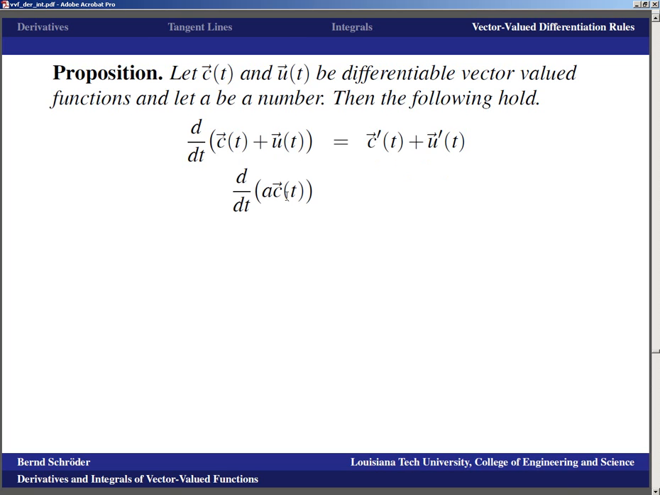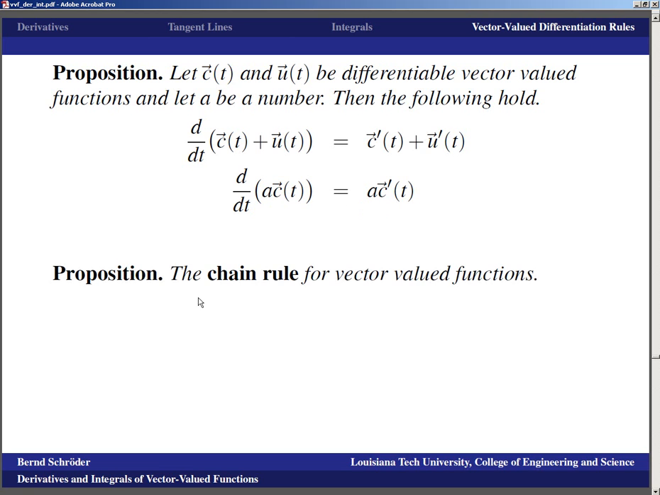The derivative of a scalar times a vector-valued function, well, what did we know? Scalars could always be pulled out of derivatives, and so again, that derivative should be a times c prime of t, and it is, because what you do is you put the scalar into all the components, you pull the derivative into the components, you realize that the scalar pulls out of the component-wise derivatives, and then it pulls out overall.